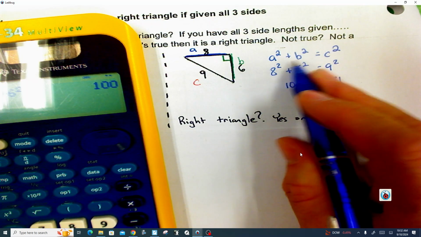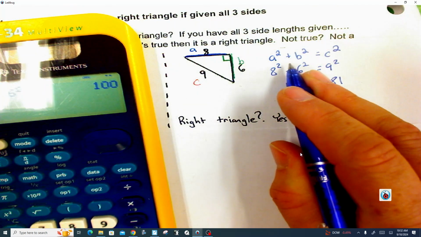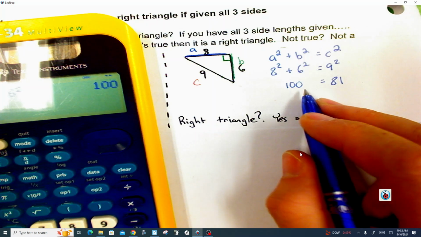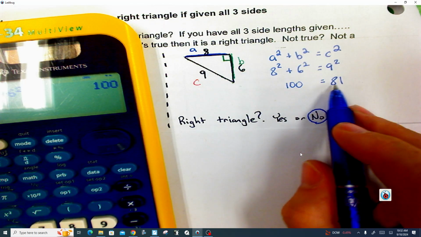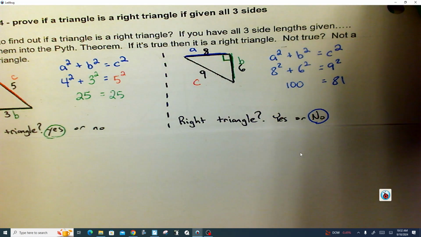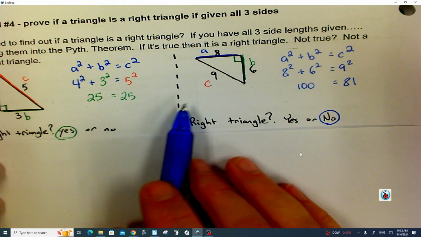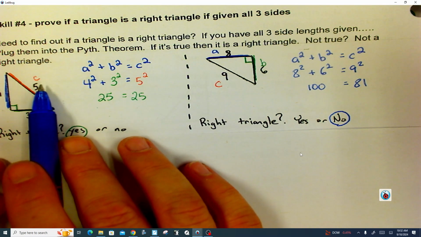This relationship is true in right triangles. So after I plug the sides into the Pythagorean theorem, if it doesn't equal a true statement, I know it's not a right triangle. Okay, so if these two numbers don't equal each other, it's not a right triangle. If these two do, yes, it's a right triangle. Please just make sure that your biggest number always goes in for c.